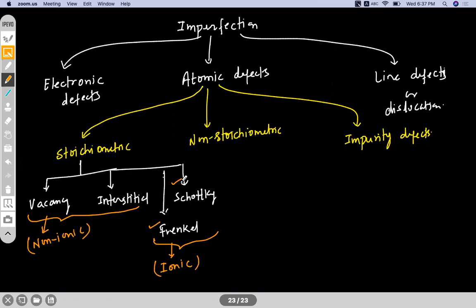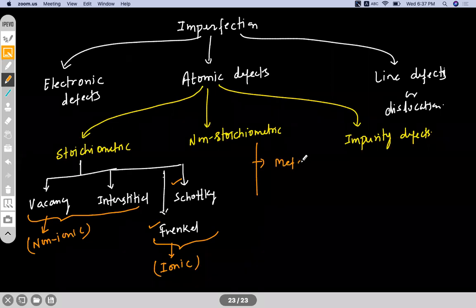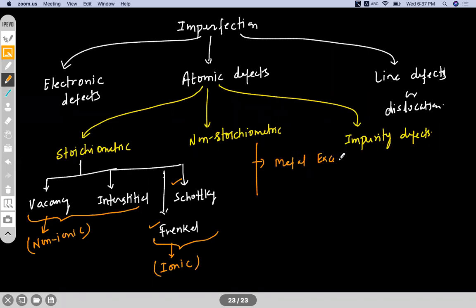Now coming back to non-stoichiometric defects. This also has 2-3 types, like metal excess defect and metal deficiency defect. Two types we have here under non-stoichiometric: metal excess defect and metal deficiency defect.